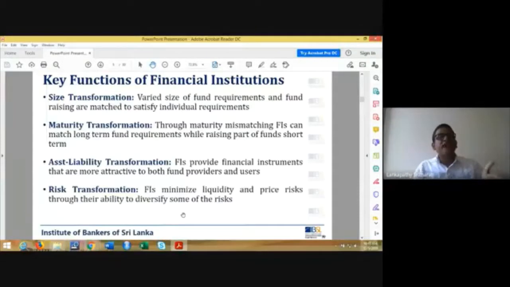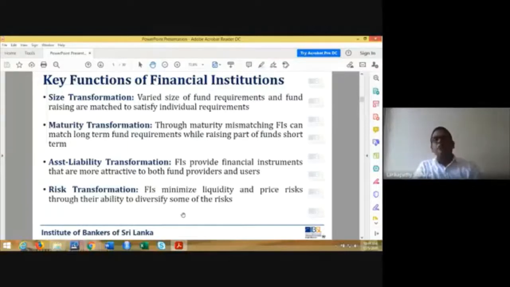There may be surplus units having large sizes or sometimes small sizes. So what they are doing is getting all the surplus funds and giving them to the deficit people. So they are doing the size transfer. For example, sometimes the surplus unit may have 10 million, but the deficit unit may want only 5 million. So there will be a mismatch. At the same time, the surplus unit may have 10 million, but the deficit unit wants 50 billion. That time also there will be mismatches in size. So these financial institutions are facilitating to bridge the gap in size transformation.